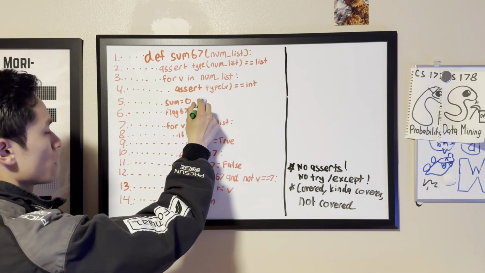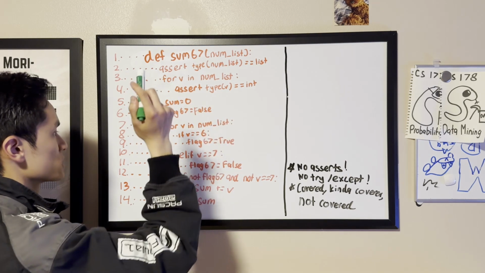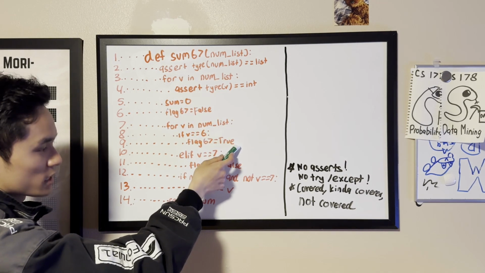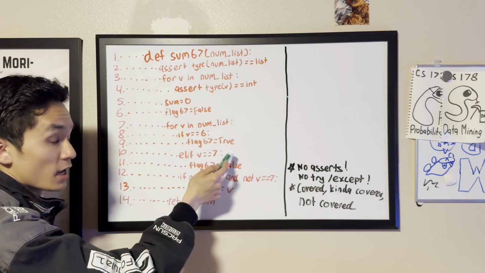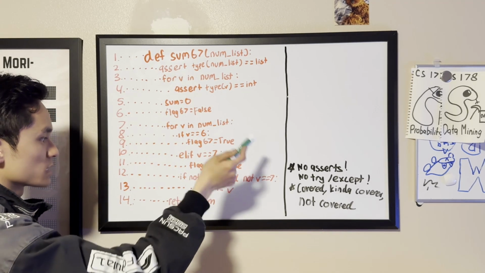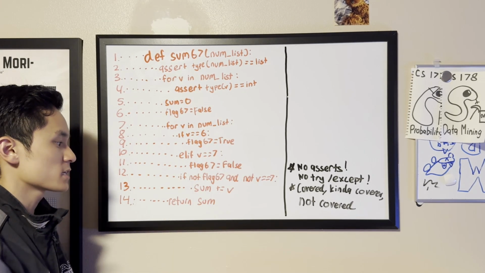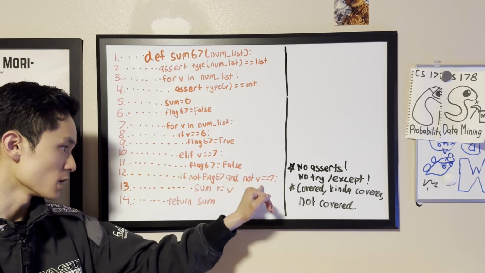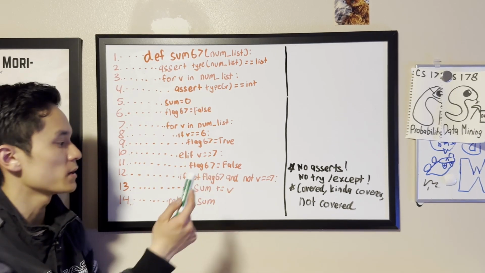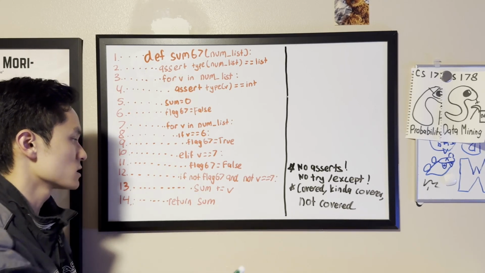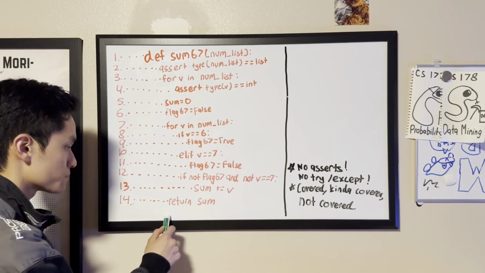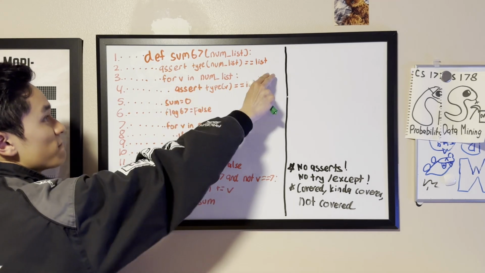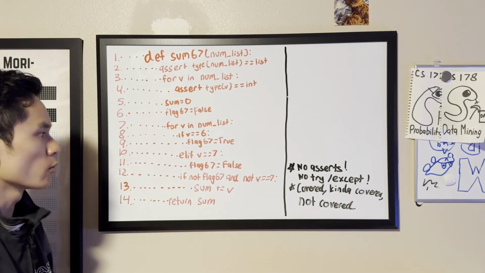Next, we get sum, initialize it. We initialize a flag. We loop through the list. If it's 6, set the flag equal to true. Else, if it's 7, set it to false. If it's not flag 67, basically if flag 67 is false and the current element is not 7, then you add it to the sum, and once you're done looping through the list, return that sum. Alright, so first let's fail this test case and later we'll pass it.